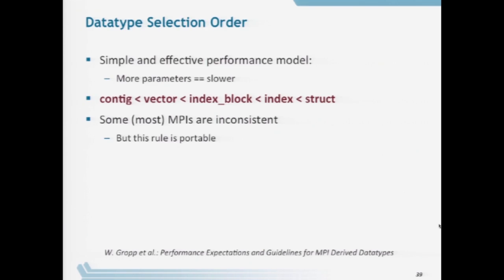Okay, so if you want to try out the data types, I'd like to keep them as simple as possible. Contig is good. Simple, in fact, at the bottom level, you don't have to create them. Vector, there may be some optimizations. Index block takes advantage of the fact that each element is the same length, so it requires less data to store. Index is next, and struct is the worst. It has to store the most data. What's the difference between index and struct? Index has a single base type, whereas struct has an array of base types. So the generalization from here to here is that array of types.